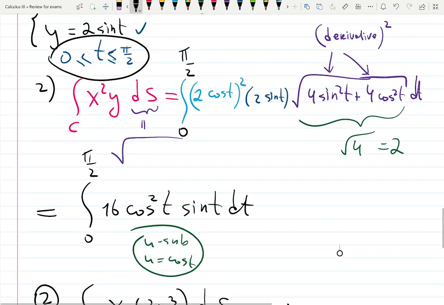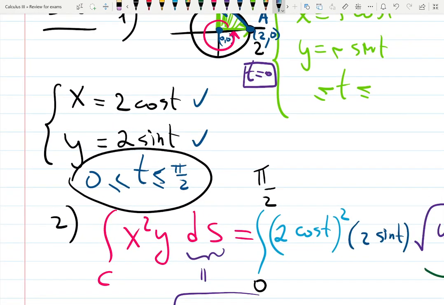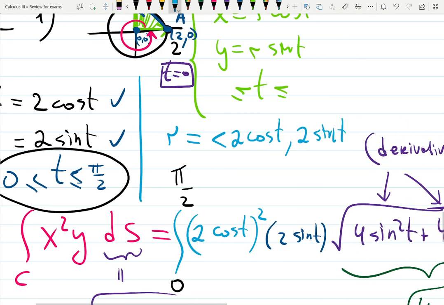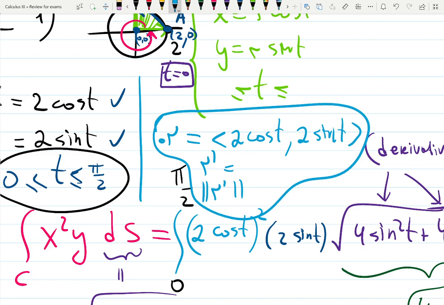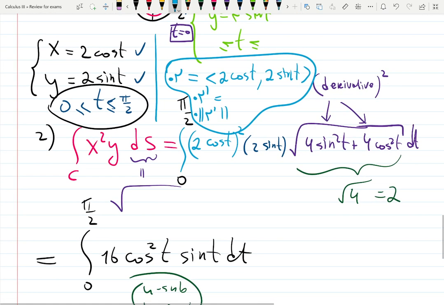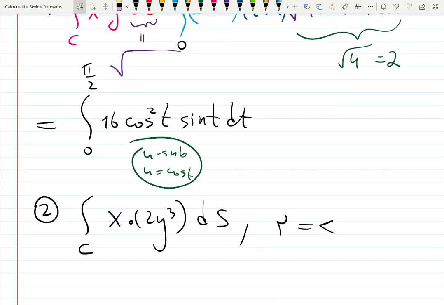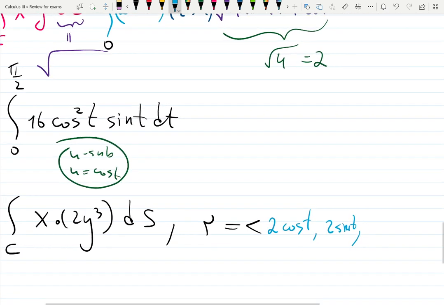What is r? R is this. So maybe this is something important to point out, that this is r. You are building it as 2 cosine t, 2 sine t, right? And then you're finding r prime, and then you find the magnitude of r prime. These are 3 steps you're doing here. 1, 2, 3. For this work, that's called r. What if I give you r? What if r is already 2 cosine t, 2 sine t, and then say a third variable like 5t, and then I give you t is from 0 to pi over 2. What if all of this is given?